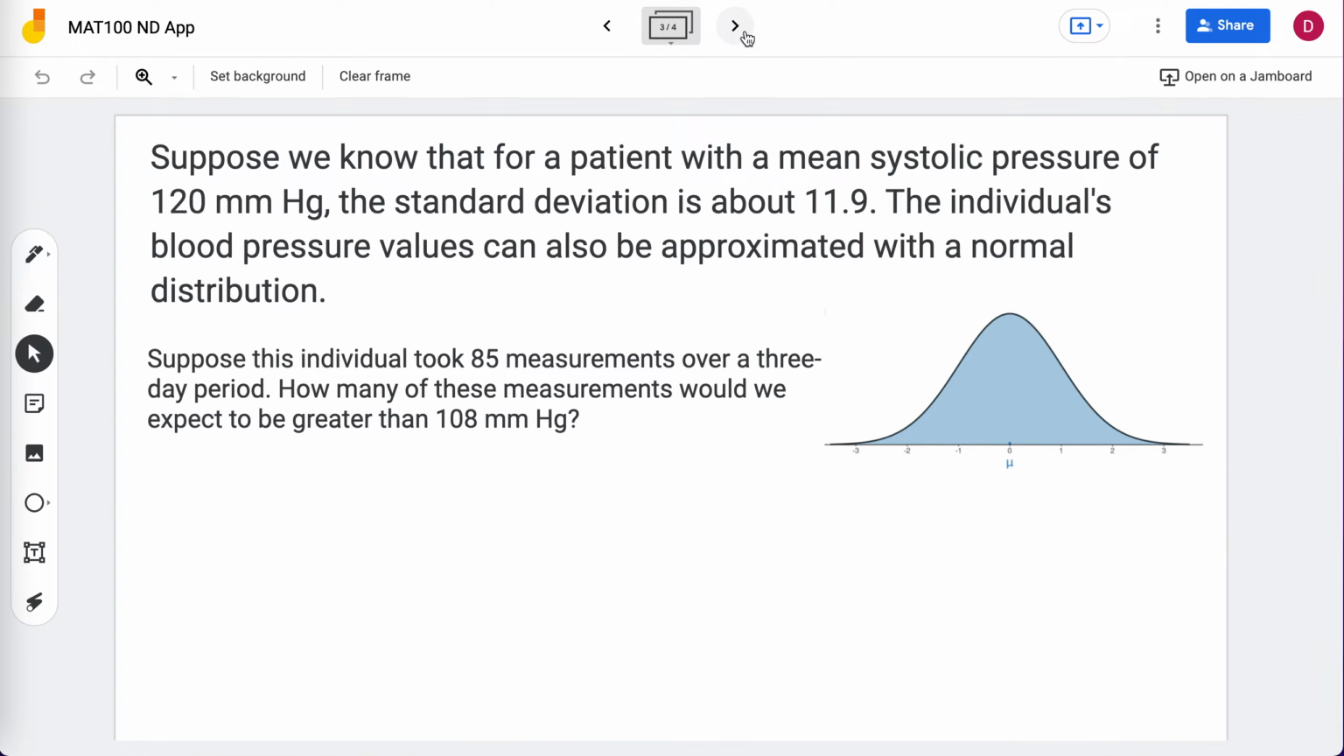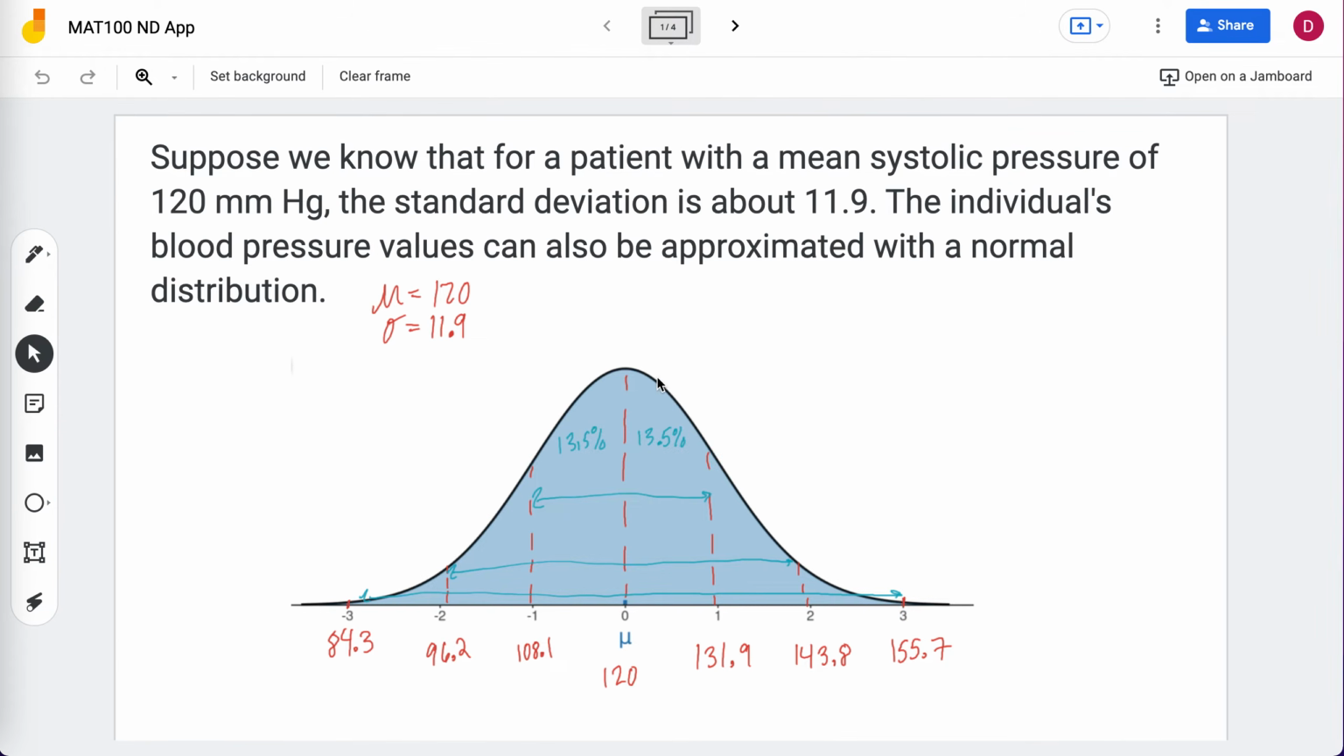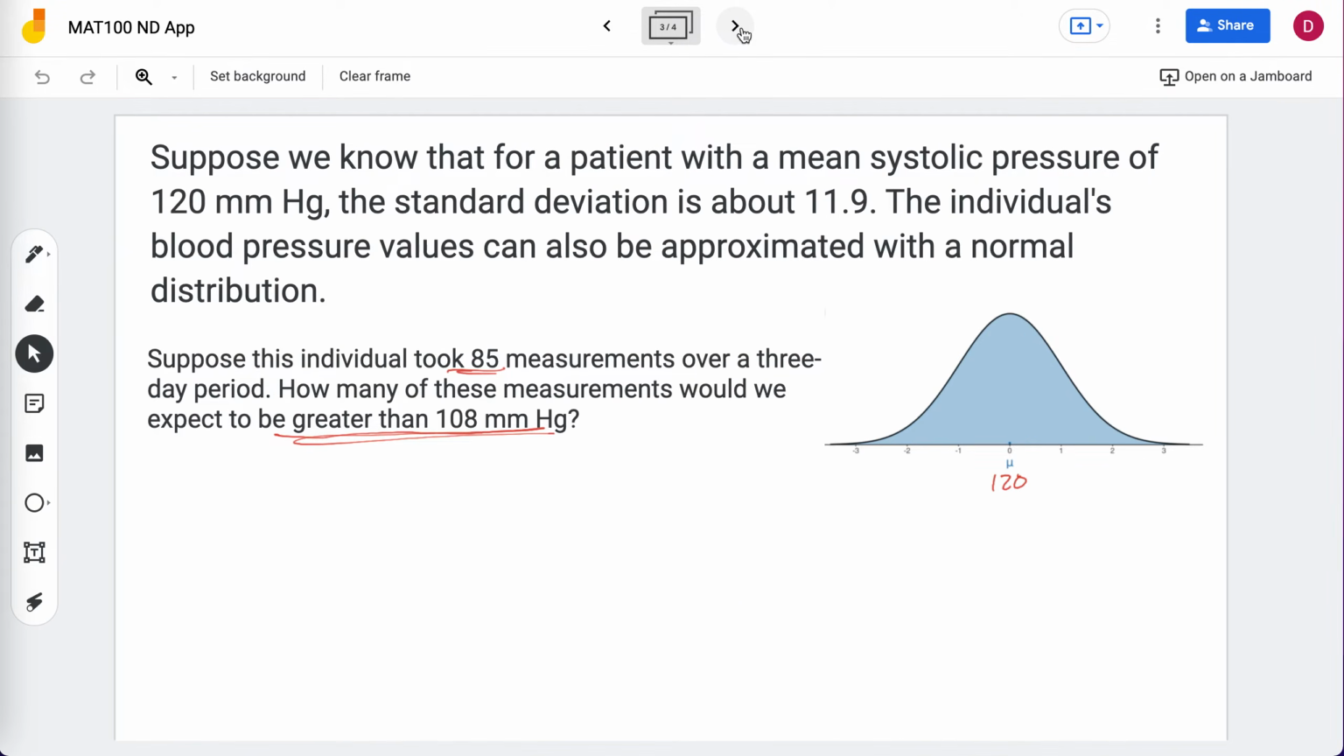Now we want to look at the same situation. So we know the mean is 120. We took 85 measurements over a 3-day period, and we want to know how many of these measurements we would expect to be greater than 108. So I'm going to put 108 on my picture here. If I look back very briefly, 108 is not exactly, but very close to the -1. So it's a little bit above by 0.1. So I'm going to go ahead and label that on my picture.